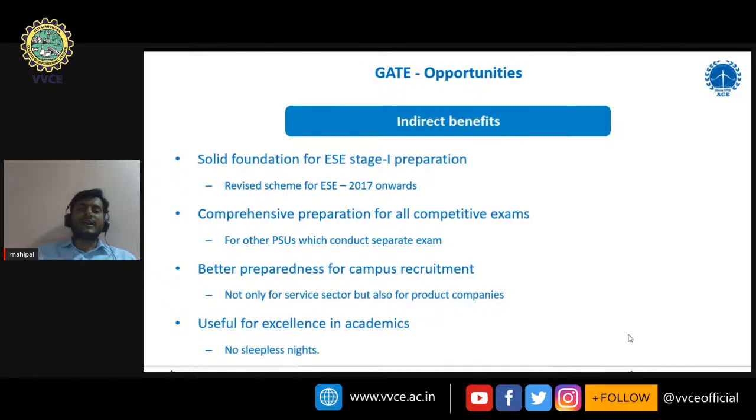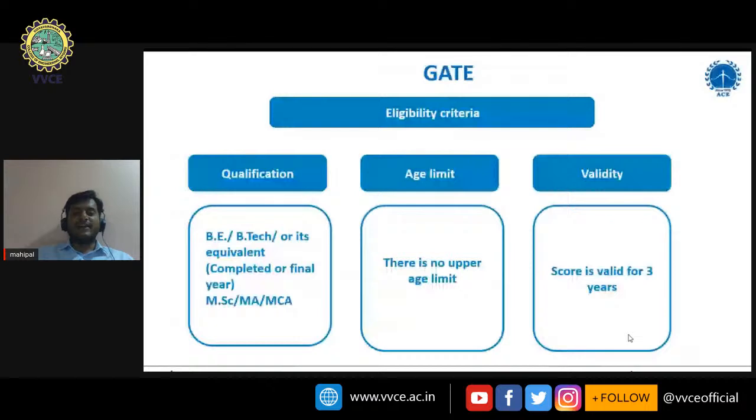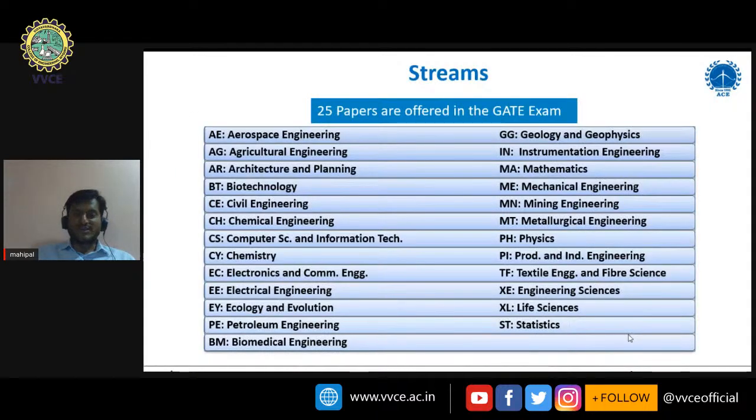So what is the eligibility criteria for the GATE examination? Very simple criteria. Final year students and completed students are eligible. There is no upper age limit, and the score is valid for 3 years. There are 25 papers in the GATE examination as per 2020, so you can choose any one paper based on your engineering branch.